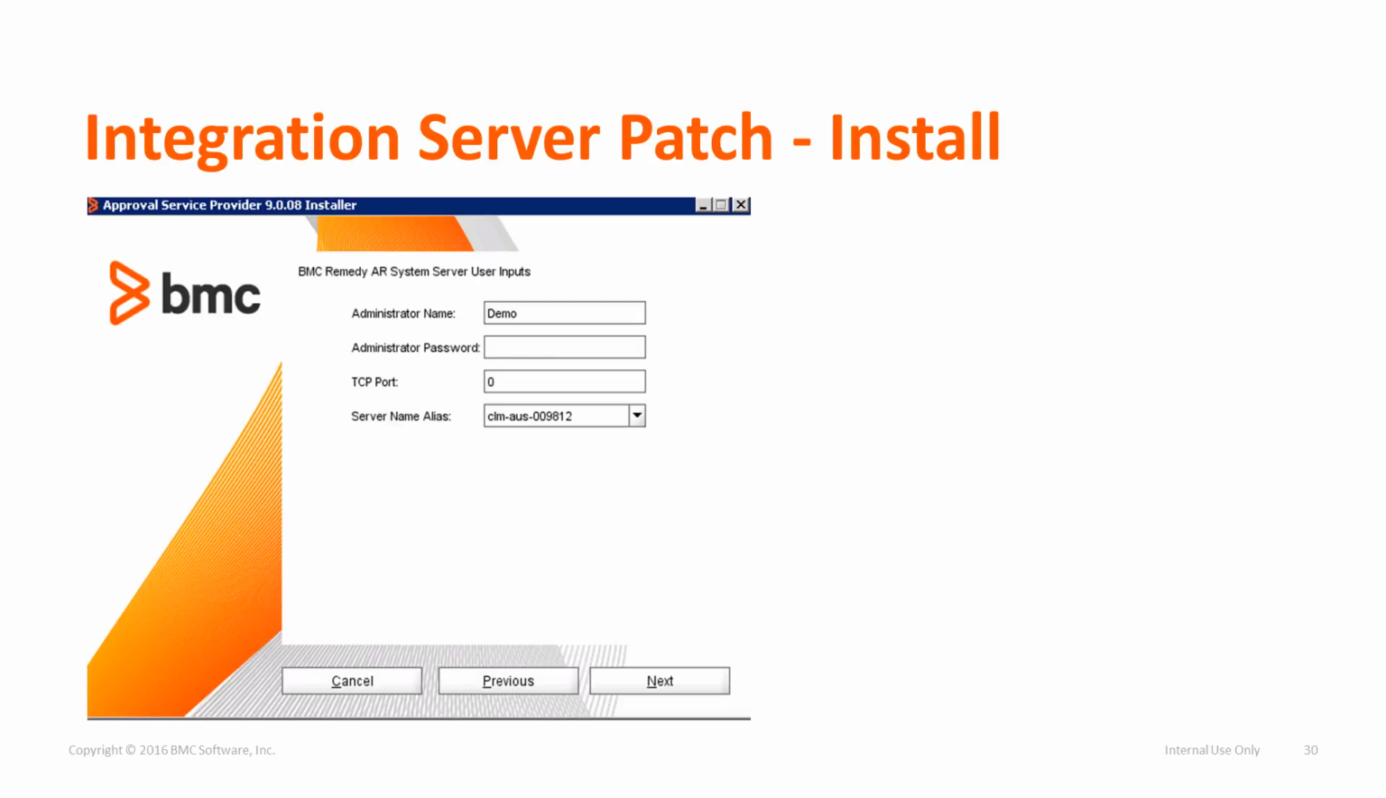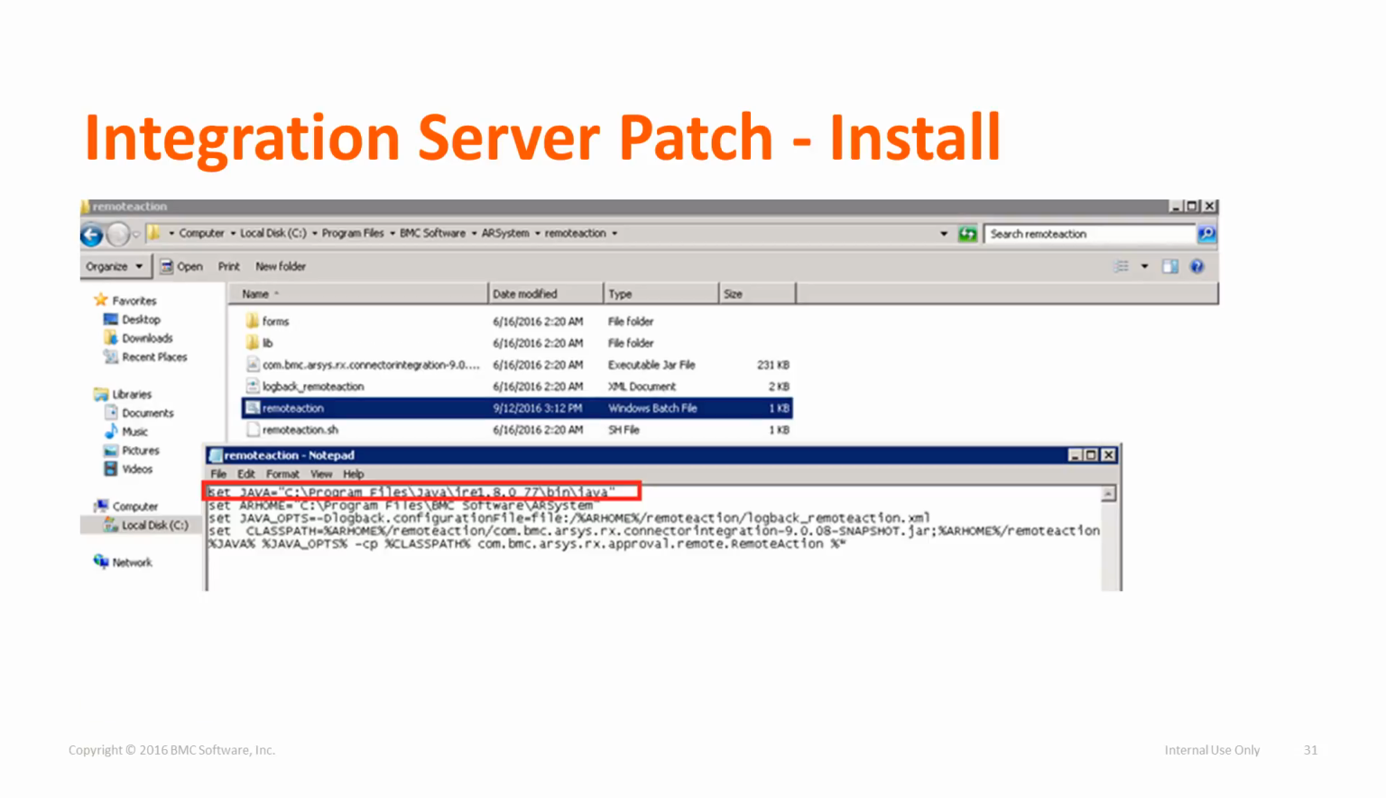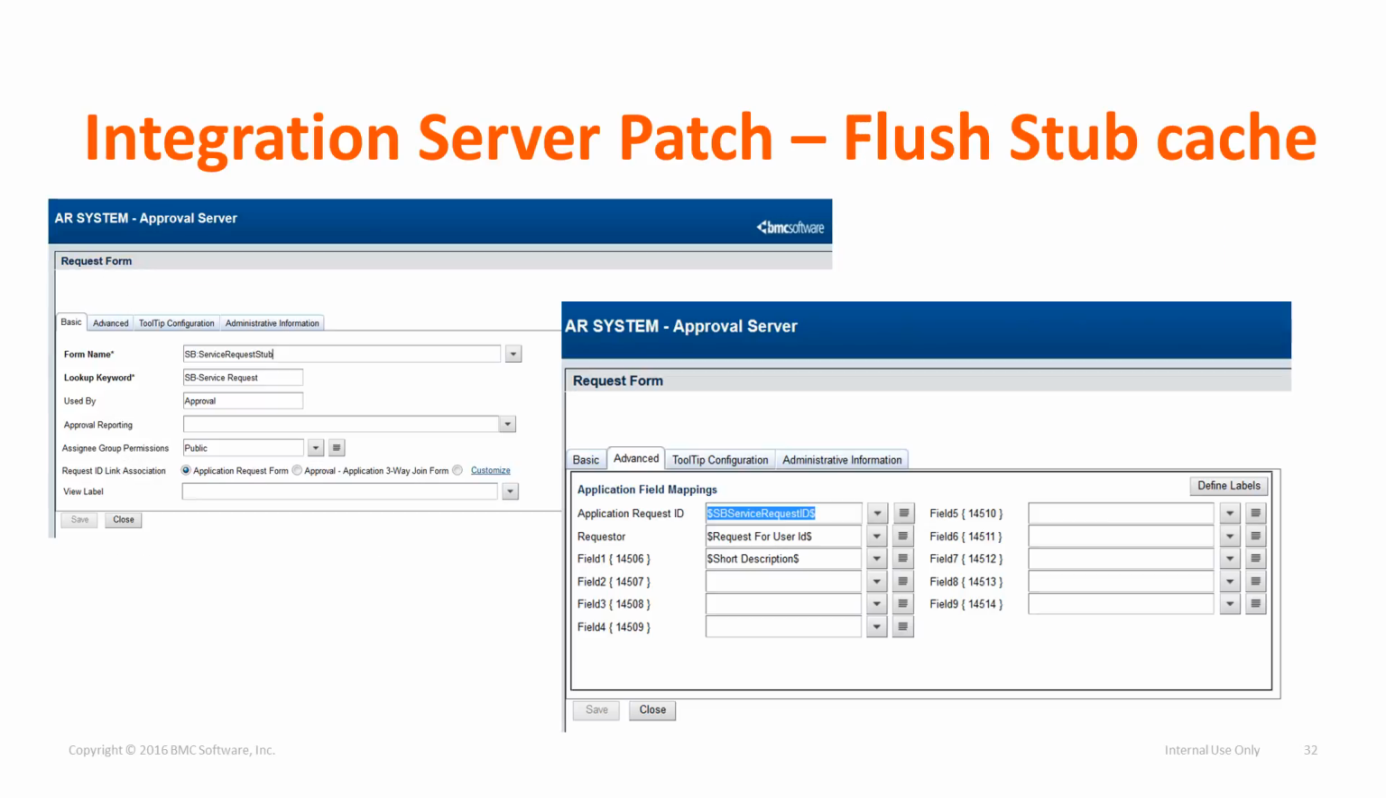So again, run the installer, enter the admin password, and click Next. What that does is lay down this folder, and as you can see, I've highlighted a remote action.batch file. What this batch file is saying is to use the JRE path, but it's telling ITSM how to communicate back to Broker. I'll explain a little more in the next couple of slides.